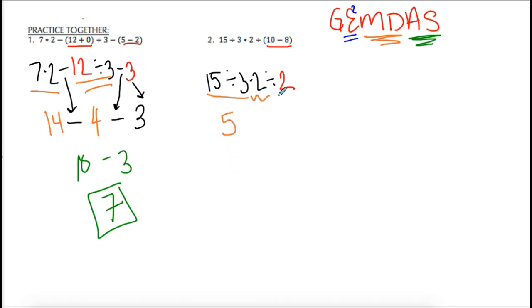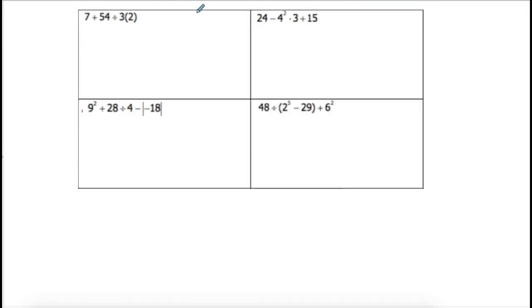Then I'm going to copy all of that down here. So times 2 divided by 2. 5 times 2 is 10, divided by 2 is 5. At this point, it would be a great idea to pause the video, try a few on your own, and then resume the video to see if you get the same thing I do.